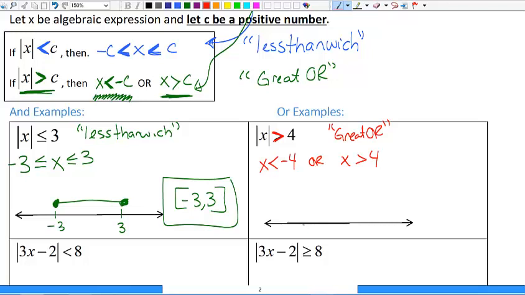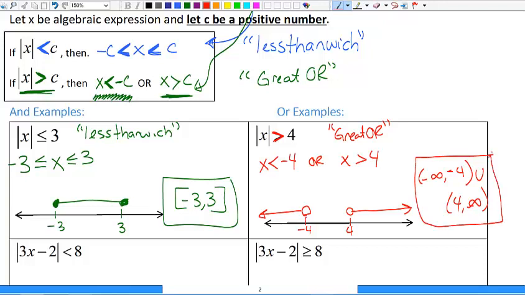Again, there's nothing else to be solved here, so I just go ahead and graph it. That's an open circle at negative 4, and x is less than it, so it's to the left. Open circle at positive 4, and it's to the right. My interval notation is negative infinity until negative 4, union 4 to infinity. And that is my solution for the greater problem. Notice greater problems will always have a union in them, and less thans should only be one interval.